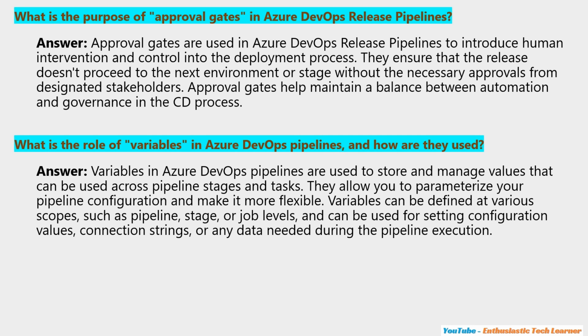What is the role of variables in Azure DevOps pipelines and how are they used? Answer: variables in Azure DevOps pipelines are used to store and manage values that can be used across pipeline stages and tasks. They allow you to parameterize your pipeline configuration and make it more flexible. Variables can be defined at various scopes, such as pipeline, stage, or job levels, and can be used for setting configuration values, connection strings, or any data needed during the pipeline execution.